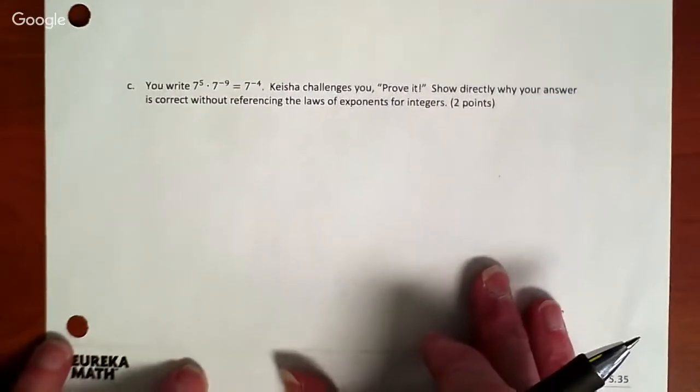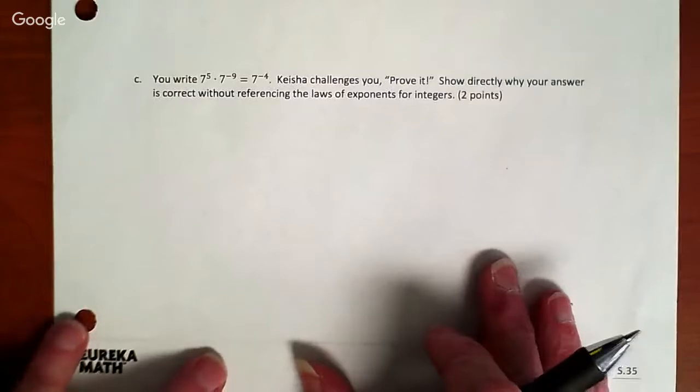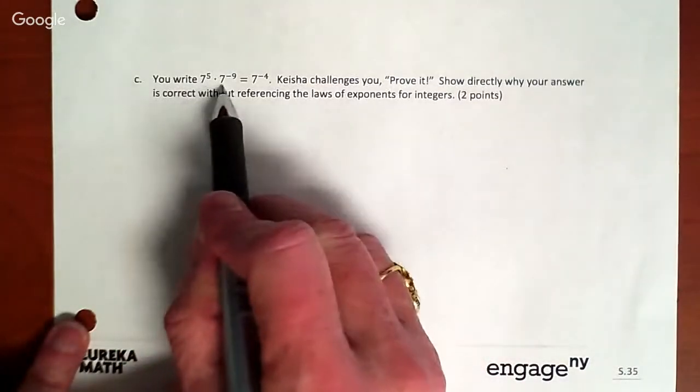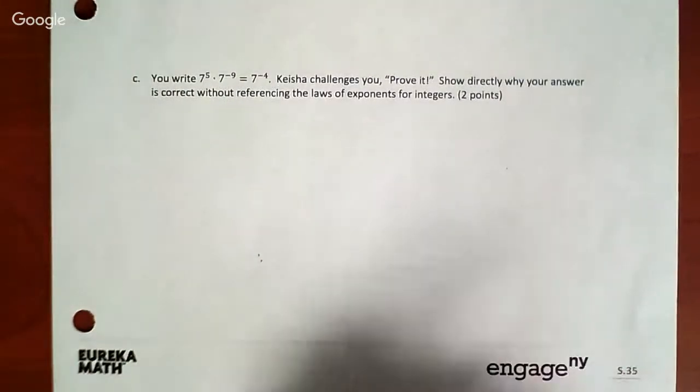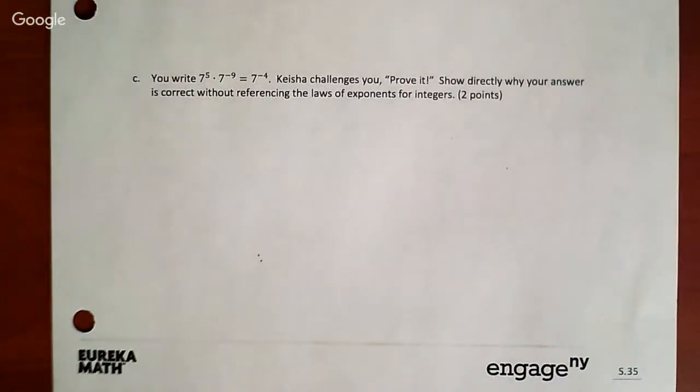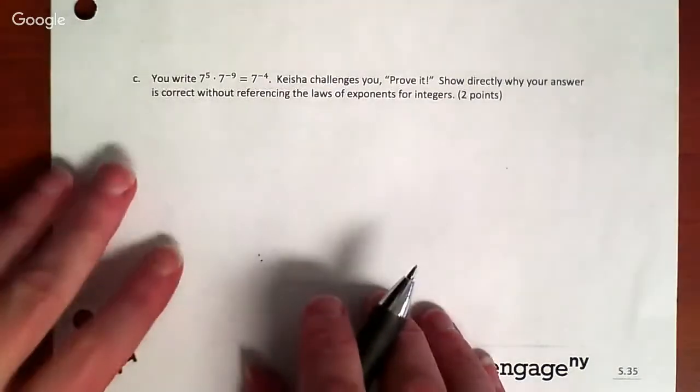Down here at the bottom. It says you write 7 to the 5th times 7 to the negative 9 equals 7 to the negative 4th. Kesha challenges you. Prove it. Show directly why your answer is correct without references to the laws of exponents for integers. In other words, don't just add them. Prove it by showing it. And this is how you show this, and this is what I'm going to be looking for.